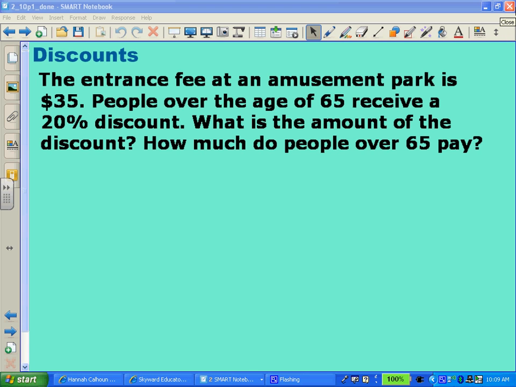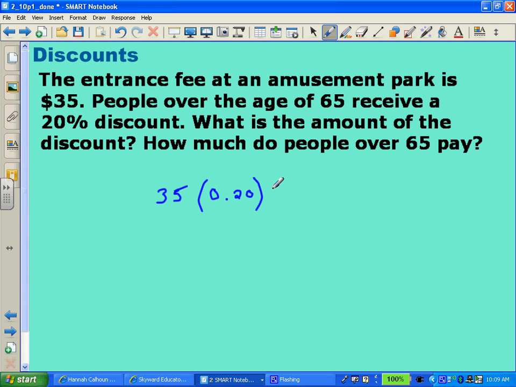So here we have the entrance fee at an amusement park is $35. People over the age of 65 receive a 20% discount. What is the amount of the discount, and how much do people over 65 pay? So the first thing we need to do is figure out what is 20% of $35. To do that, we take 35 times 0.2, and that's going to tell us what 20% of 35 is. Now I believe that that is 7.